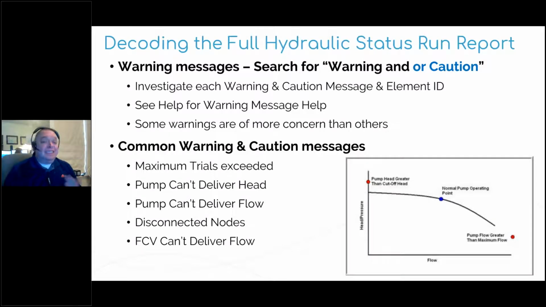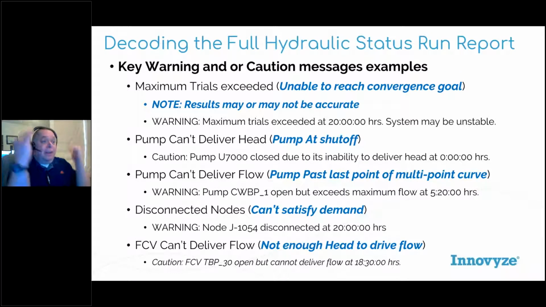Disconnected nodes: I can't satisfy the demand. That's a problem, you've got to find out why. Flow control valve can't deliver flow. What all those mean, we show on this slide.